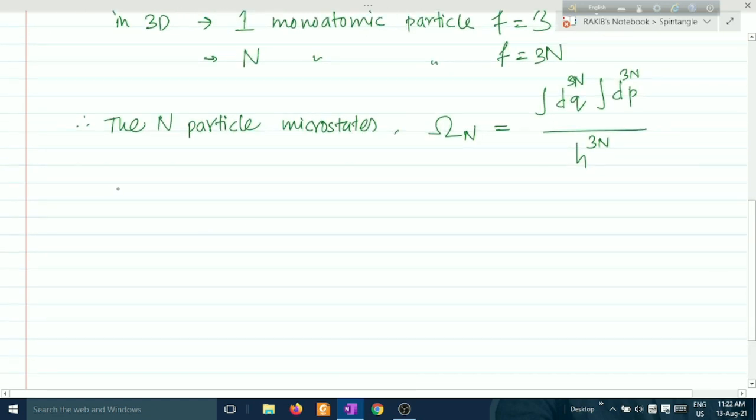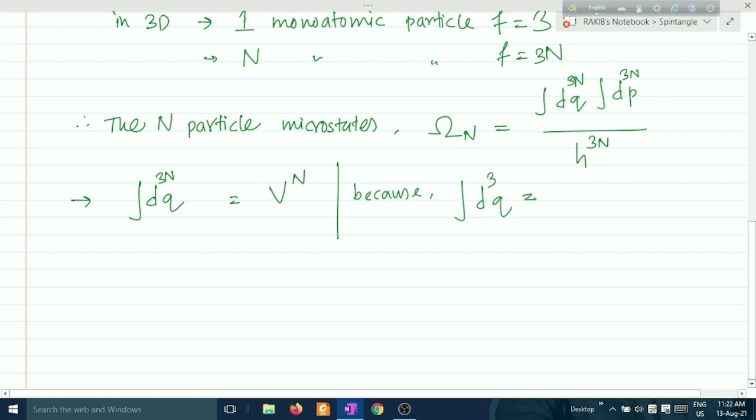Therefore from this you can easily write the term d3n q. It will be the volume to the power n, because d3q is the spatial volume for a single particle. As this contains a power n, the total volume will be to the power n.